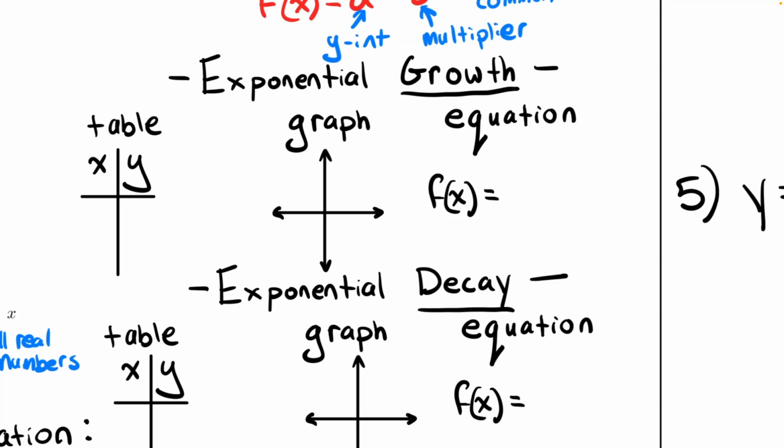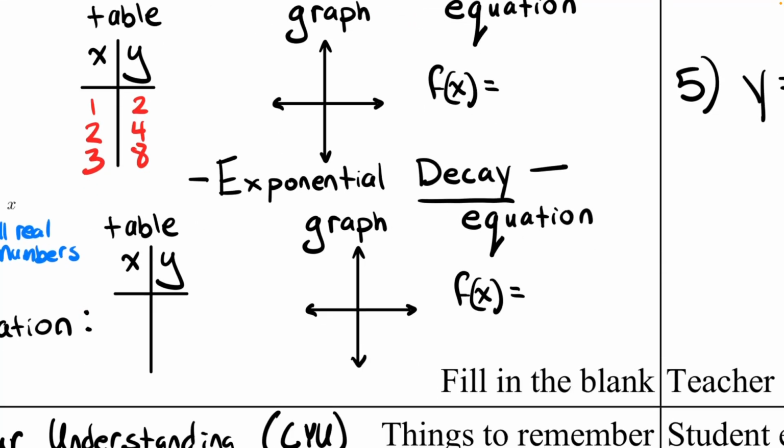So let's talk about a table of values. If I have a table where I'm just going to do 1, 2, and 3 and be lazy, an exponential growth will have something that looks like this: 2, 4, 8. However, exponential decay will have something that looks like this: 1, 2, 3, but 8, 4, 2. Notice that on a table, exponential growth goes up, it gets bigger, and exponential decay gets smaller.